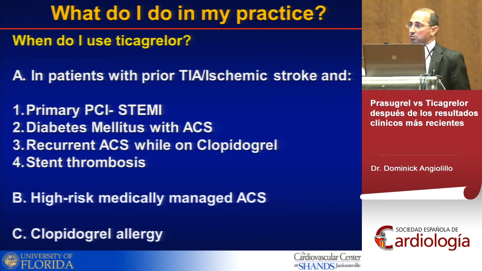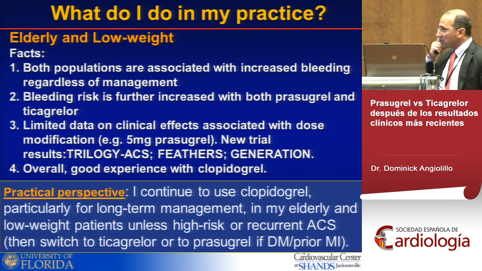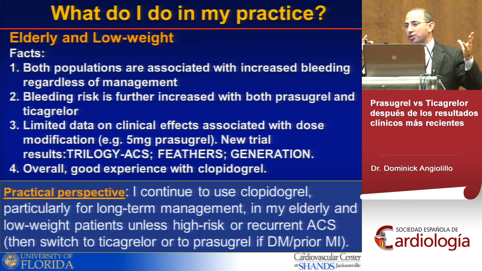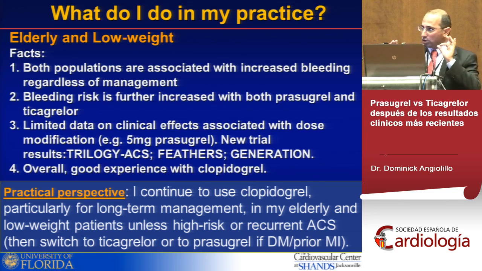You switch class, period. So I spoke about the bulk of our patient population. I'm going to get into a little bit of some specific subgroups, who are the elderly and the low weights. Now, unfortunately, I don't have too much experience with low weight patients because in my geographical area, the mean body mass index is 40. And so I can speak a little bit more to the elderly.